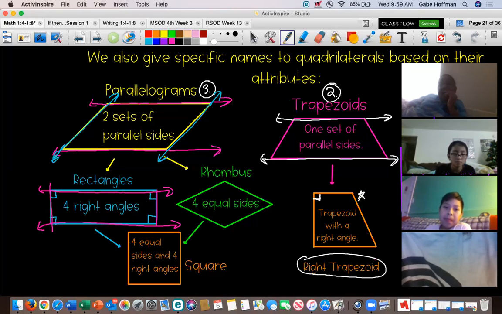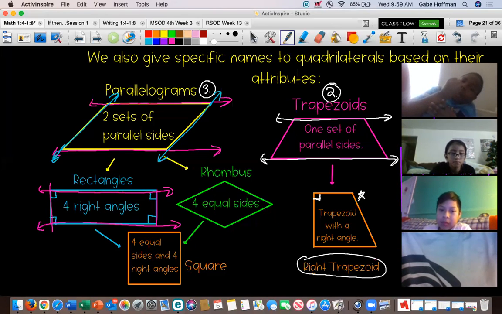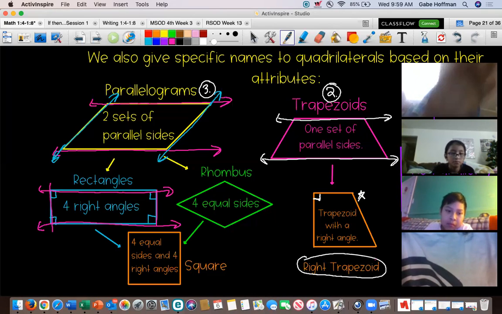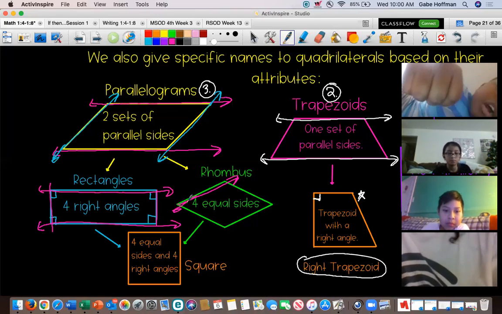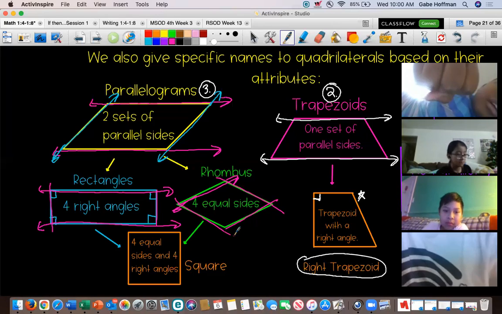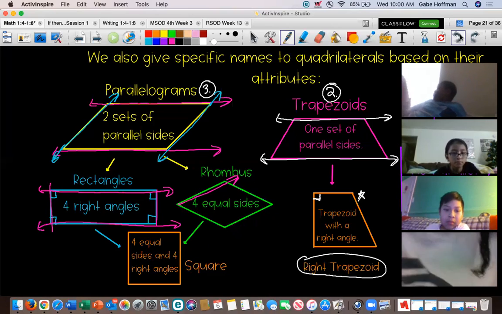Christian, can you read what makes a rhombus special? 4 equal sides. It has 4 equal sides. So let me ask you a question, Christian. Could I call a rhombus a parallelogram? Yes, I could call it a parallelogram. But a rhombus is a better name for it because it still has 2 sets of parallel sides, right? But a rhombus is a better name for it. It's a more specific name because it has 4 equal sides, right? It has 4 equal sides.